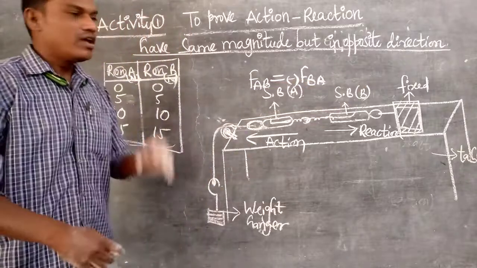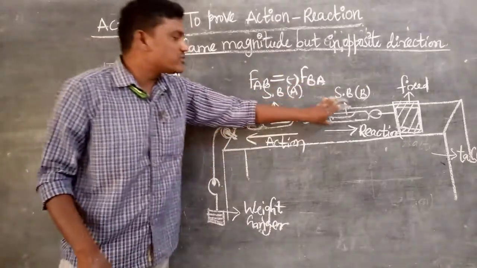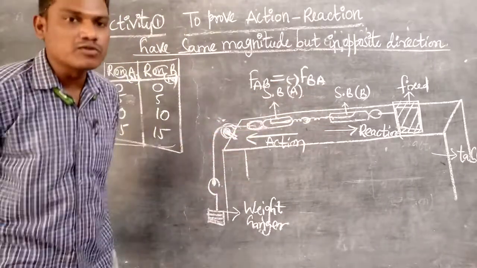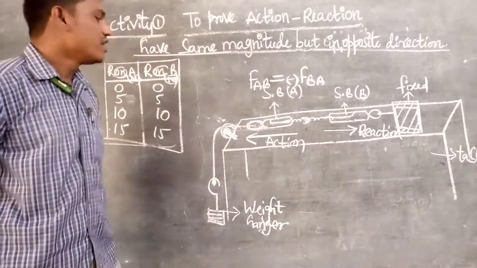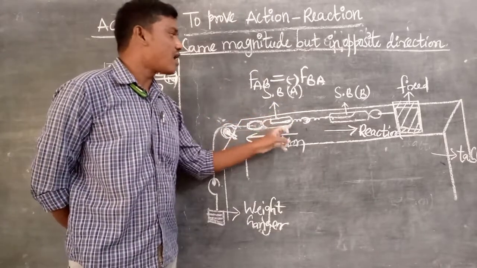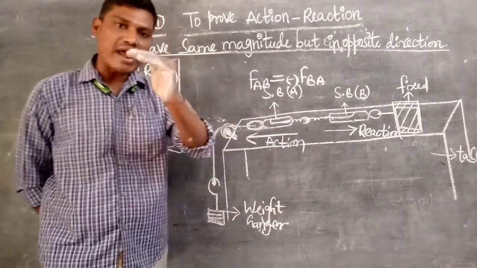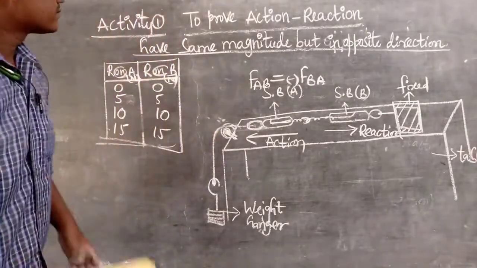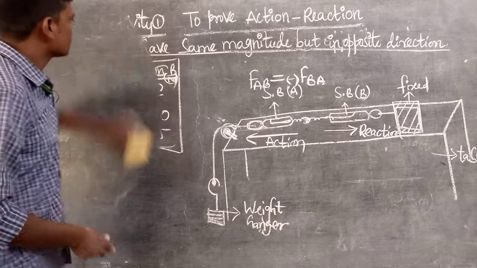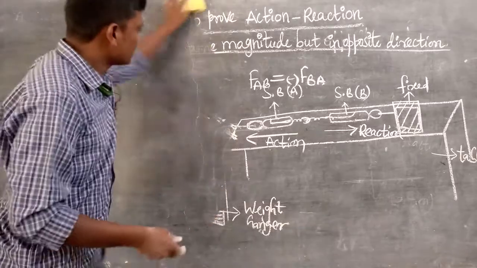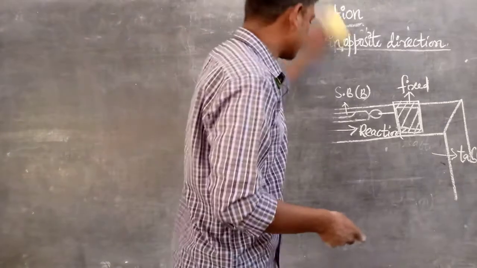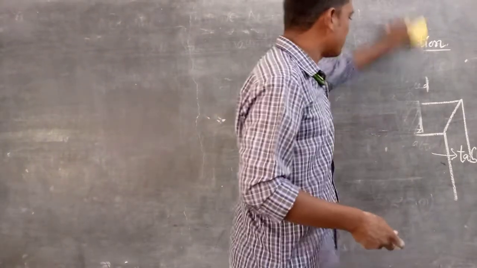That's why A applies how much force on the B, B also applies the same force on the A, but in opposite direction. So action and reaction pairs always have equal magnitude, but in which direction? Opposite direction. It is very, very important for 4 marks. And for the 4 marks, you can draw this diagram also.